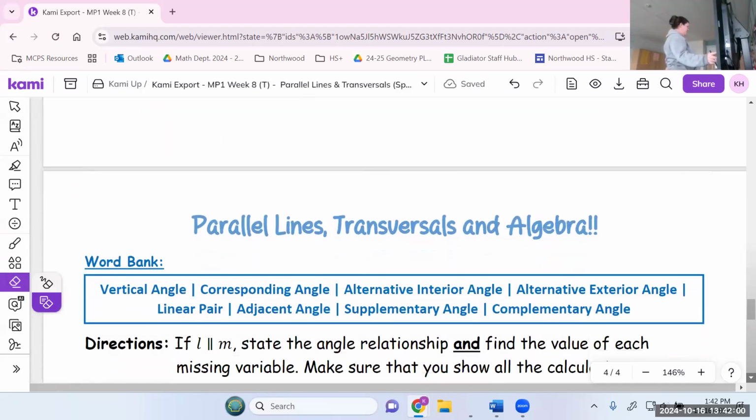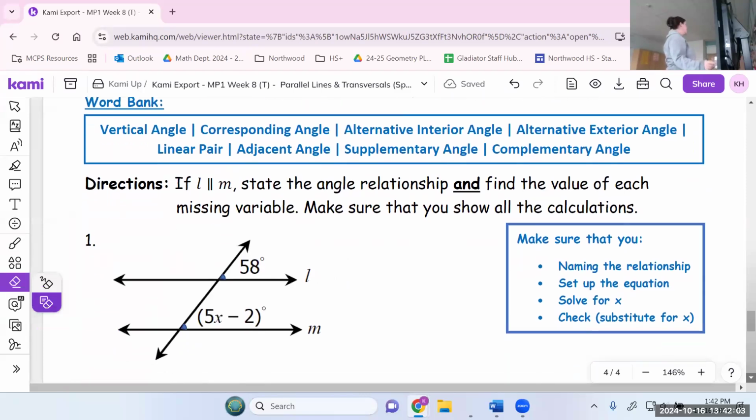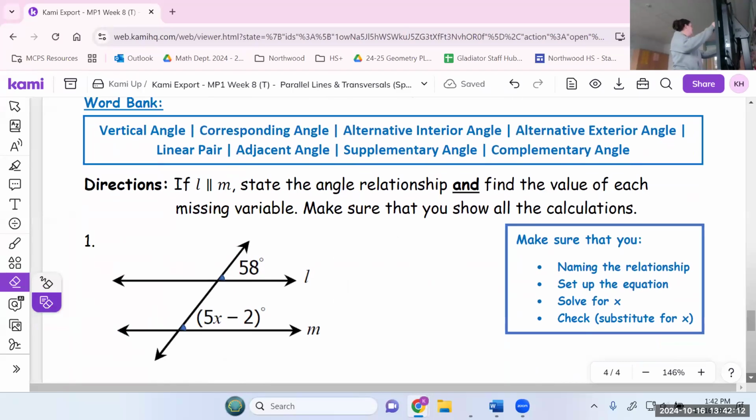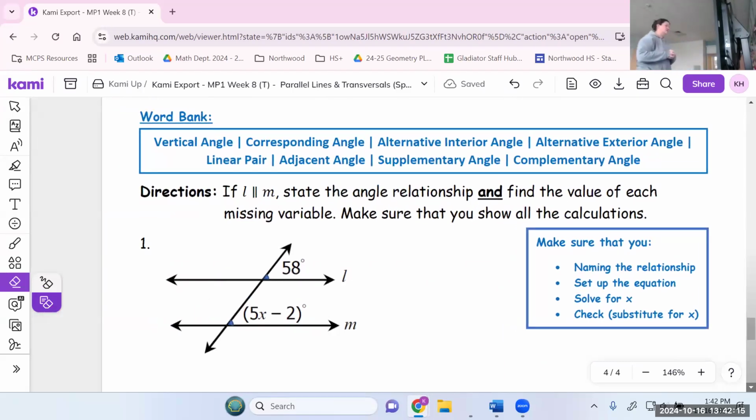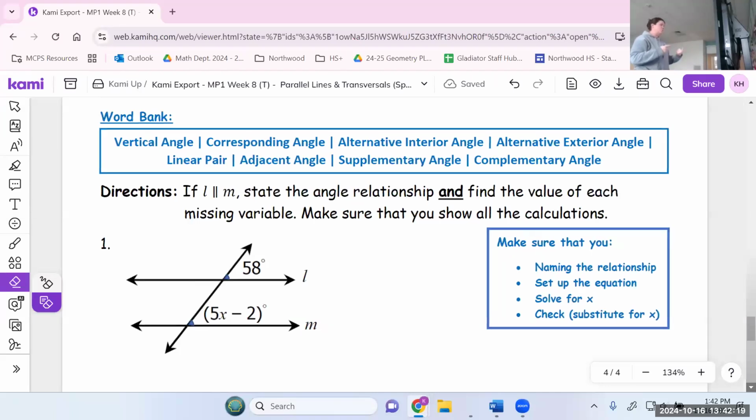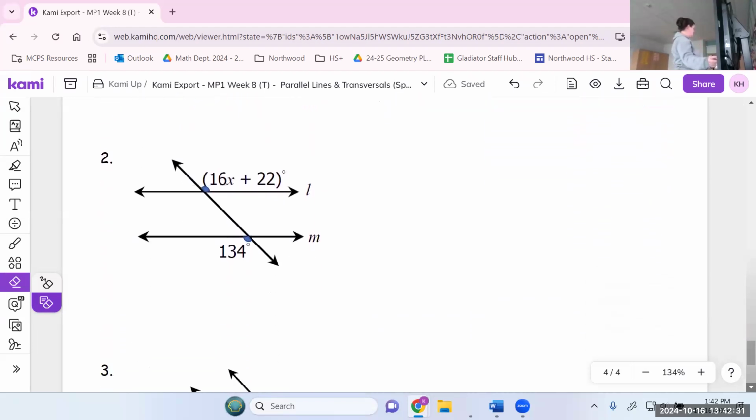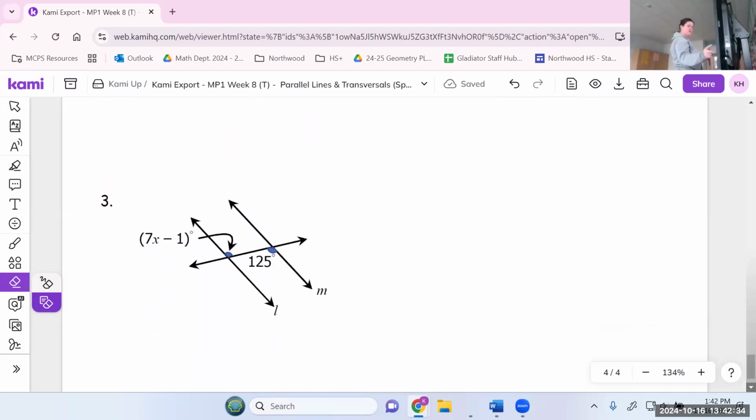And for parallel lines, we've got a word bank. For these ones, I want to give you a little bit of a chance to try this on your own because I do think you're capable. We have our word bank on the top, making sure that we're understanding. We need to make sure that we name the relationship, set up the equation, solve for x, and then check it. Okay? These two, number one, how many do we have? Do we have 2? We have 2. Oh, we have 3. Okay.